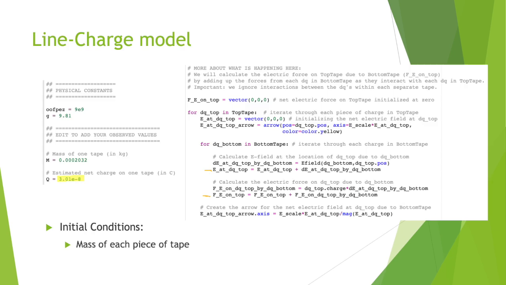Now, to estimate the charge using the line charge model, I first inputted the initial condition, which was just the mass of each piece of tape, same as before, and then I started with the charge estimate from the last model, and then it took a bit of trial and error, and that was the final value that I got. For the calculations, we had to calculate the electric field on tape B due to tape A, and then multiply that by charge to get the electric force on tape B by tape A.